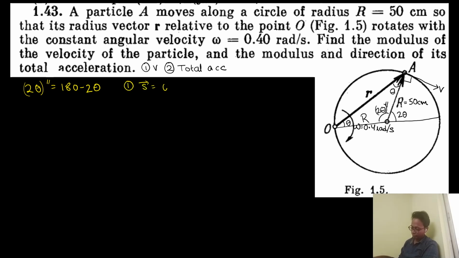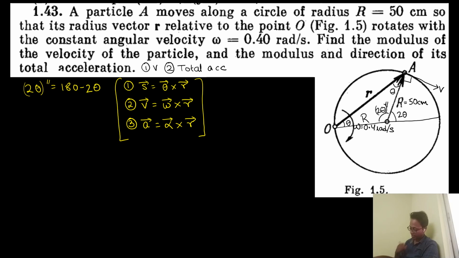S is equal to theta cross R. V is equal to omega cross R. And A is equal to alpha cross R. These are the relations. So using these three relations of circular motion, I'm going to specifically use this one for number 2. V is equal to omega R.